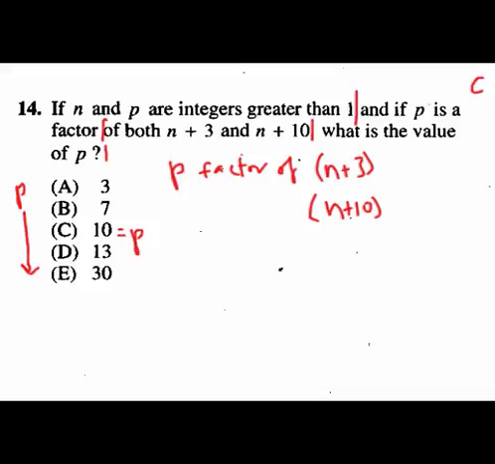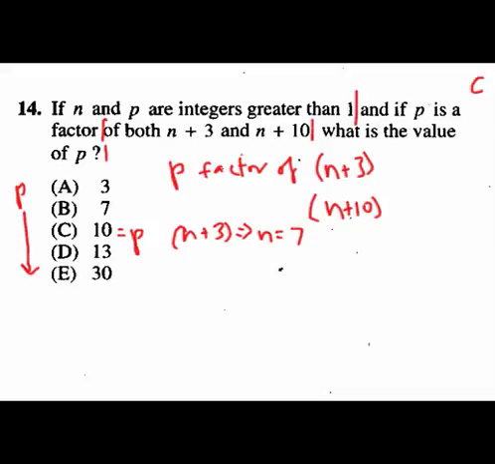Okay, so if p equaled 10, and if you understand what p means as a factor, it's like n plus 3 divided by p gives you a whole integer, and n plus 10 divided by p gives you a whole integer. Okay, so if p equaled 10, in order to make this true, n plus 3 would have to equal 10, so let's say that n was 7, because 7 plus 3 is 10, and then p being 10 is a factor.